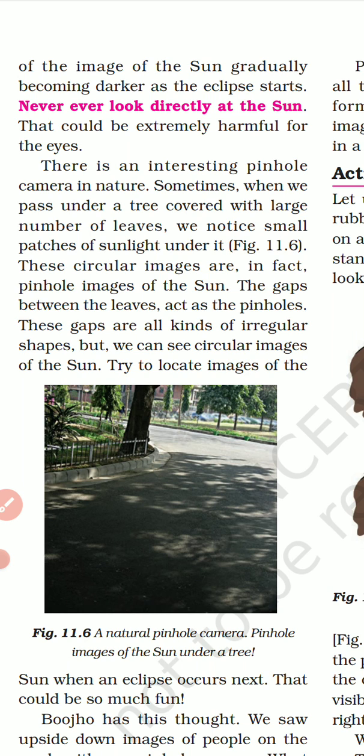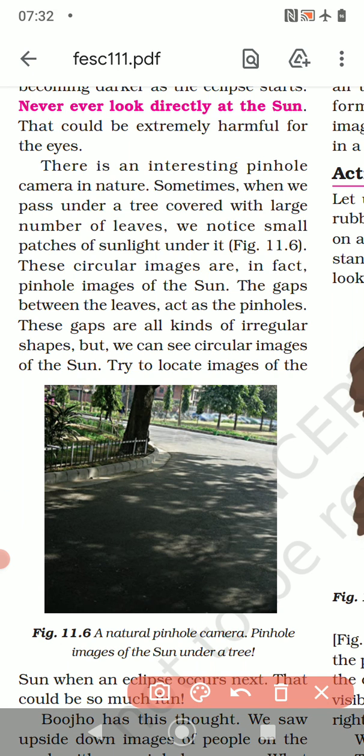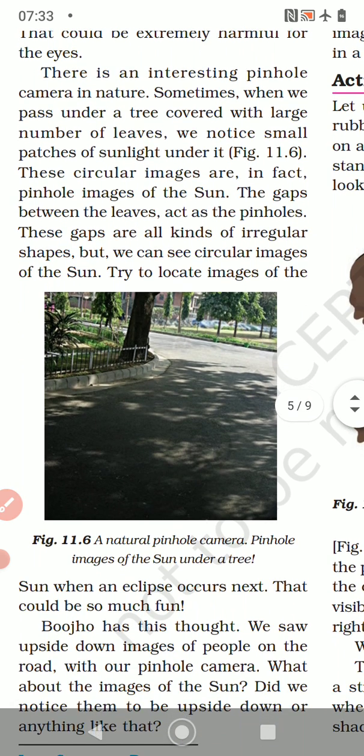Okay, and these gaps are all kinds of irregular shapes. Whatever the shapes will be, the gaps are all irregular because leaves are of different shapes, and two or three leaves are forming the gaps, and they are forming the circular images of the sun. All right, so try to locate when an eclipse occurs next. That could be so much fun.